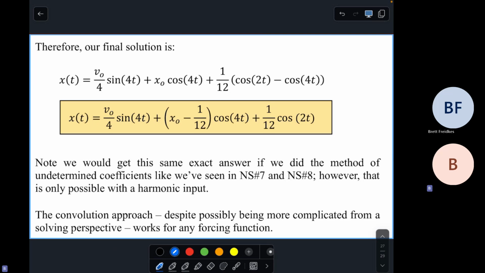I recommend for studying purposes to do this problem. I think it's a useful problem and explains multiple things. You're using initial conditions, you're doing homogeneous and convolution. There's a lot going on.